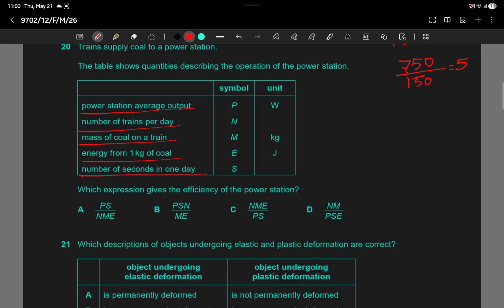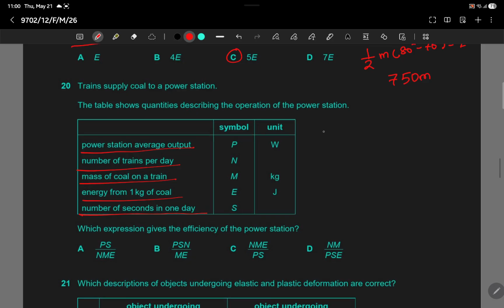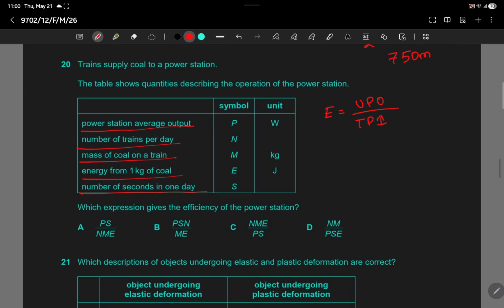So what is the formula for efficiency? Efficiency is useful power output by total power input into 100 if we give it as a percentage. Now useful power is going to be P, the average output, while the total input energy is going to be the number of trains per day, N, into the mass of coal on a train, into E, which is the total energy that's used.